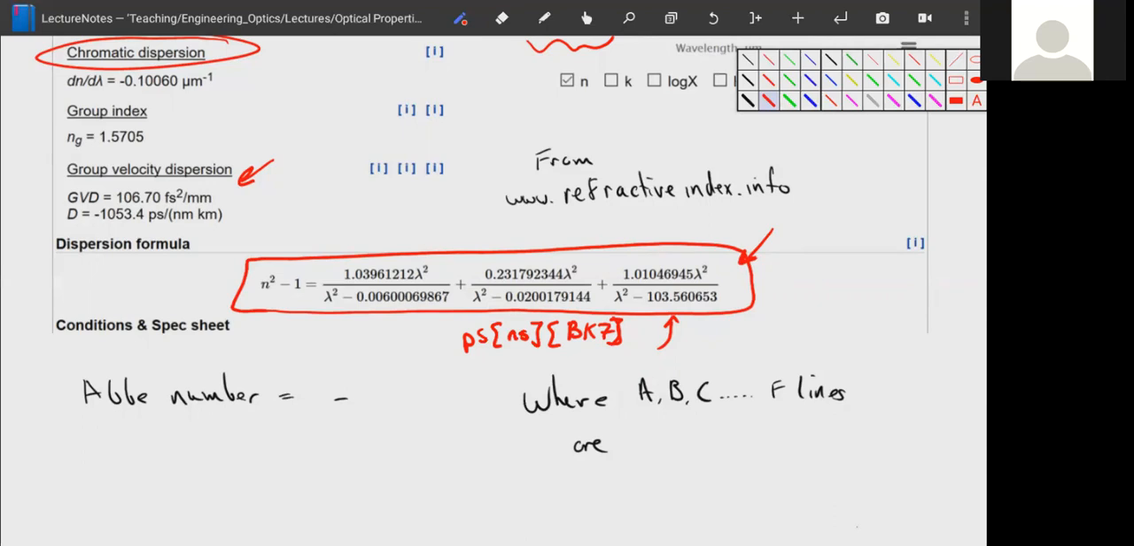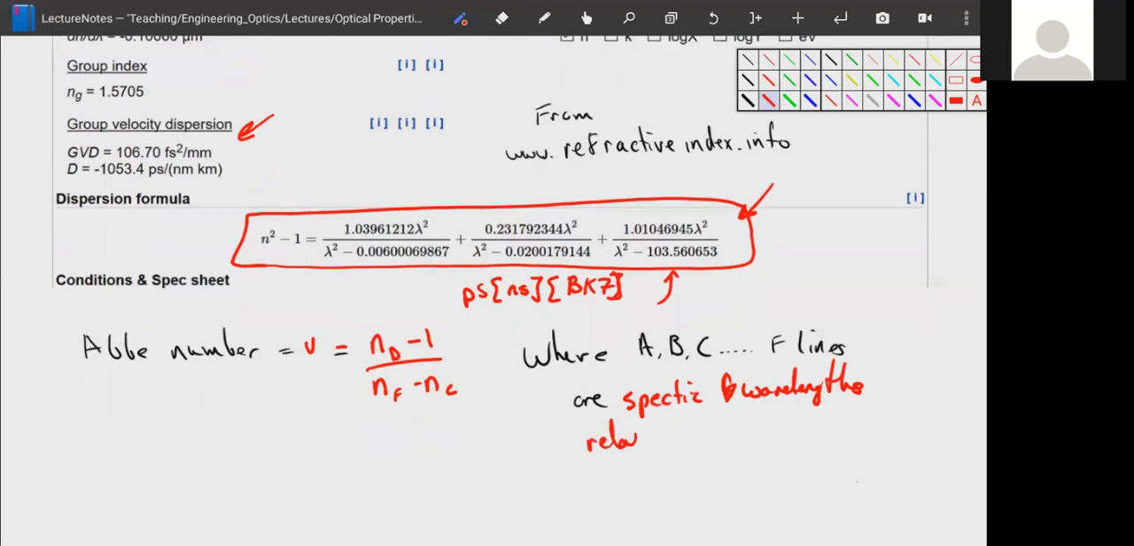So let's talk about the dispersion just a little bit. The Abbe number, V, is equal to the index of refraction at what's called the D line minus 1, divided by the index of refraction at the F line minus the index of refraction at the C line. So the A, B, C, D, F lines are specific wavelengths related to spectral lines of specific materials.